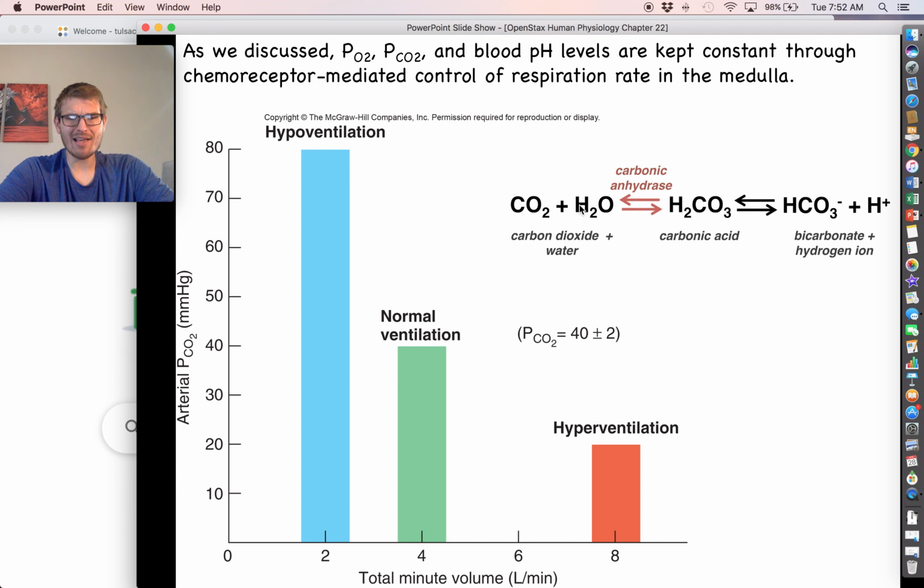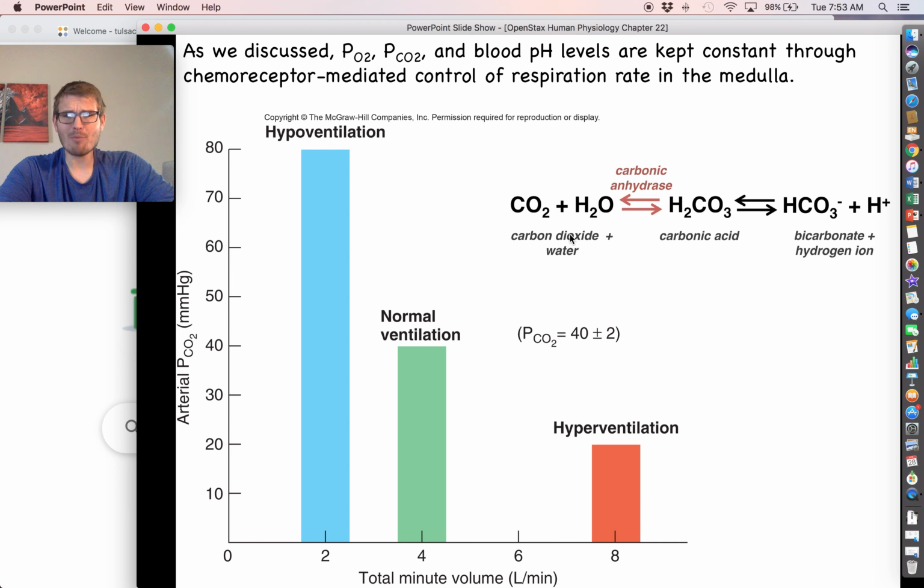What this enzyme does, that is contained within red blood cells, is convert carbon dioxide into something that is actually dissolvable in water. Carbon dioxide is not very soluble in water, obviously because it's hydrophobic. But if it is converted into carbonic acid, H2CO3, it is now a purely hydrophilic substance. So now it can dissolve within the water. It is ionic. And then it breaks up into a bicarbonate ion and a single hydrogen ion.